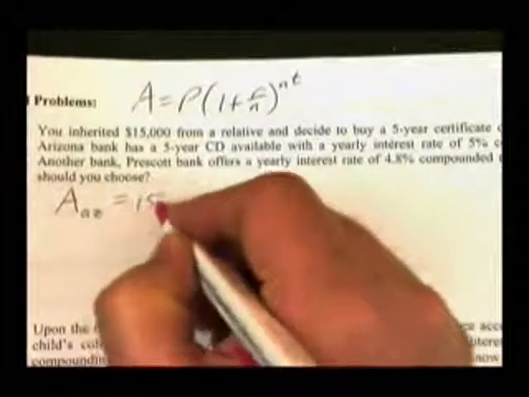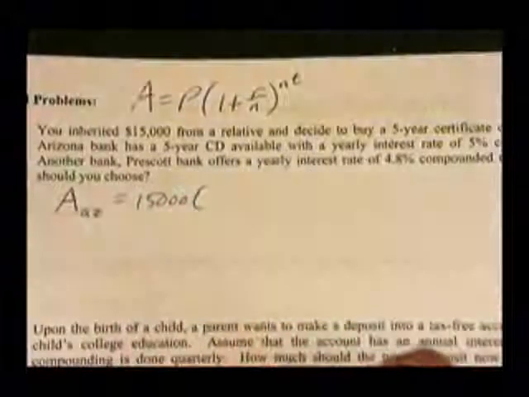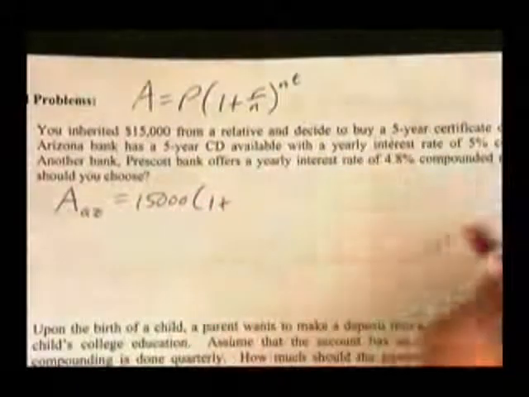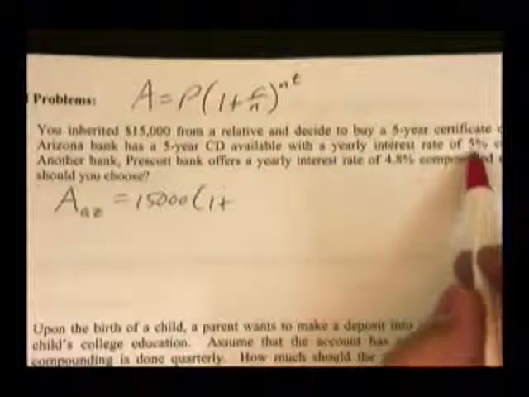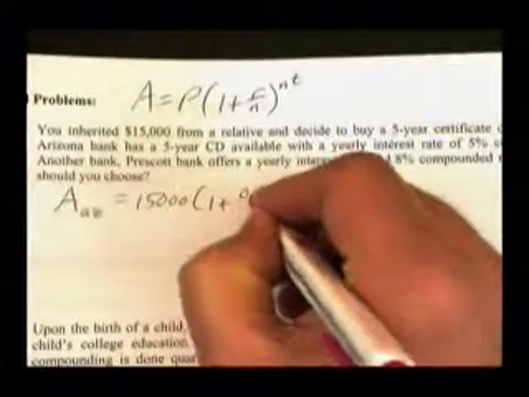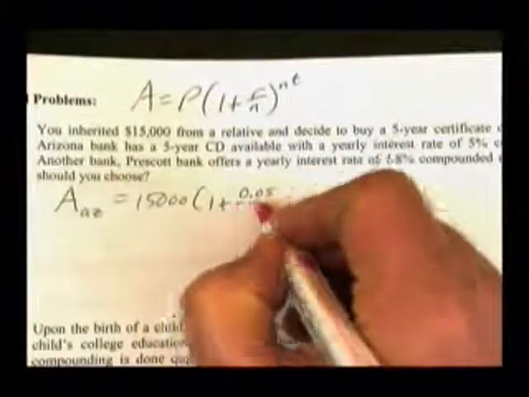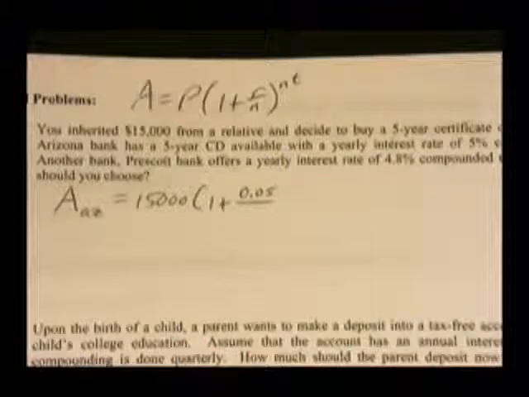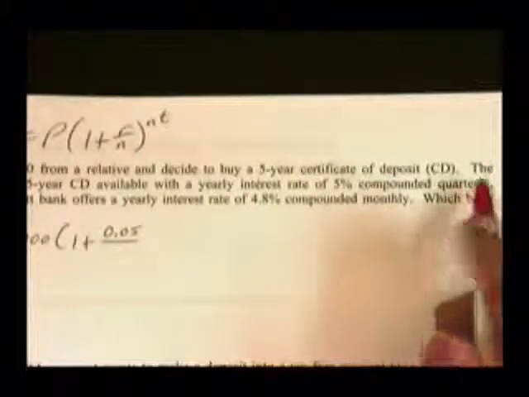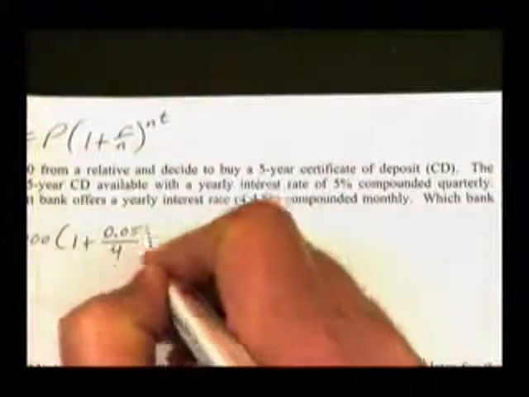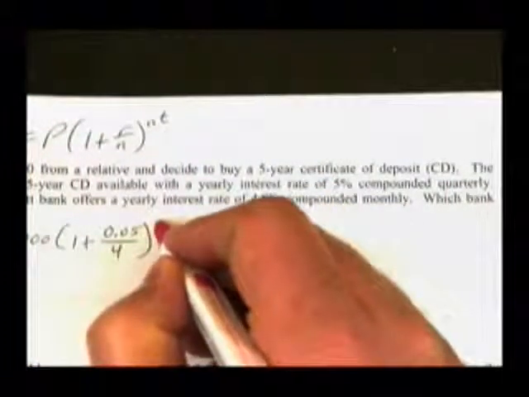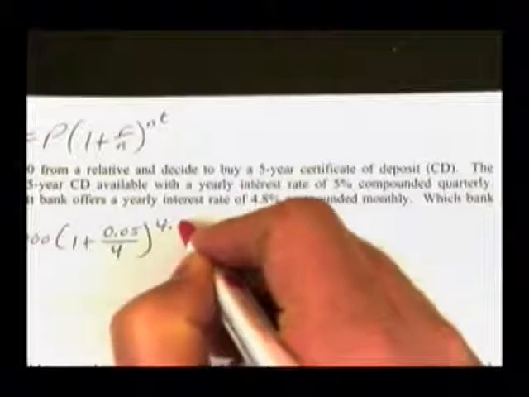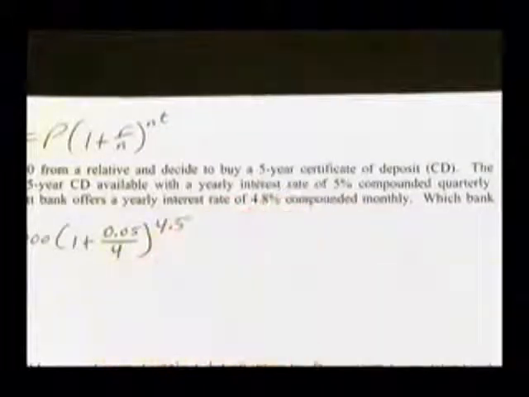I'm going to start with $15,000. 1 plus, my interest rate for that is 5%. So I have to change that to a decimal. Please don't forget to do that. Very, very important. Over N, which is the number of compounding. So this is compounding quarterly, so my N will be 4. Raised to the NT, so 4 times the number of years, which is 5 years.